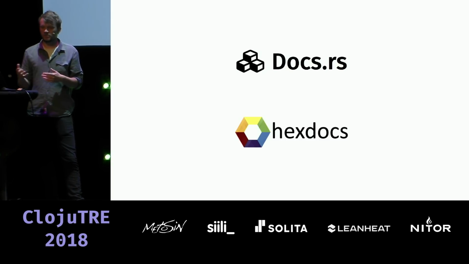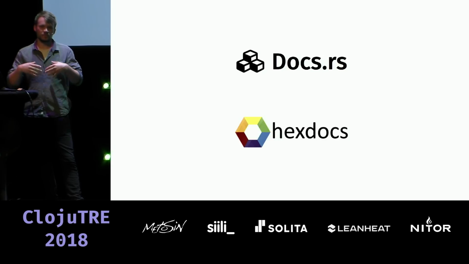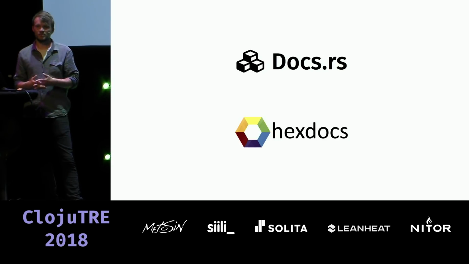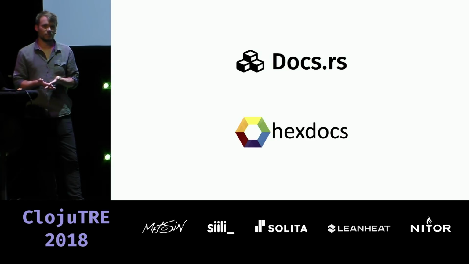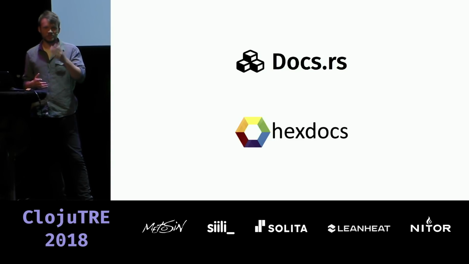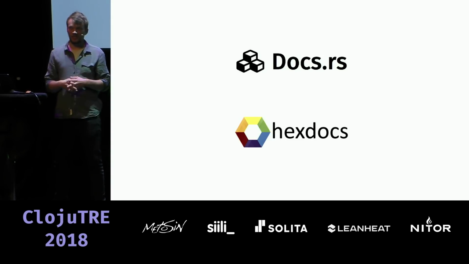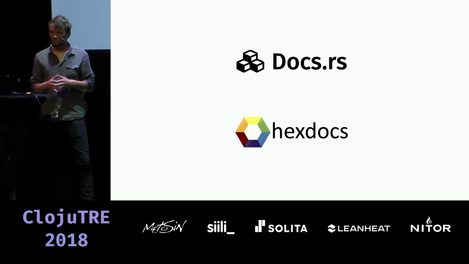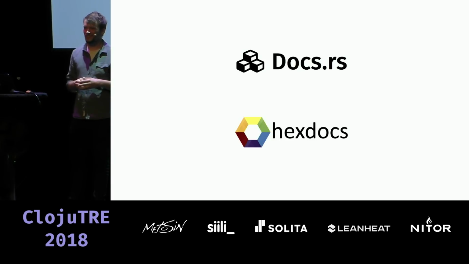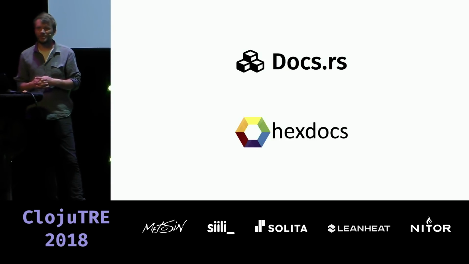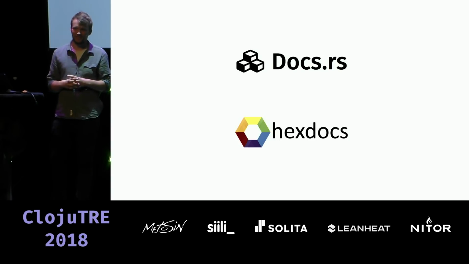Docs.rs builds documentation for every Rust library that is being published into the crates system. I think that's what it's called. And HexDocs does the same for all the Elixir libraries. You can check out Bodil's immutable.rs on docs.rs, for instance. And so we realized, oh, that would be really cool to have for Clojure, right? But we also realized, oh, that would be a lot of work, and we don't have the time to do it.